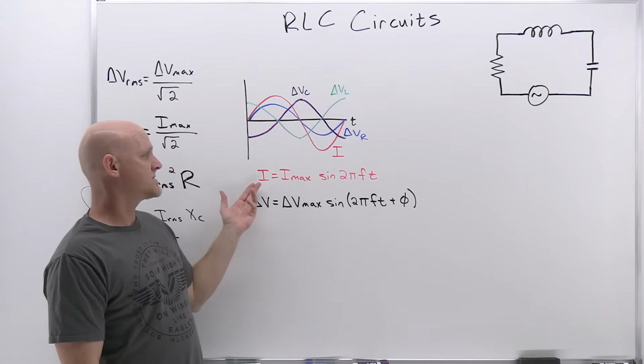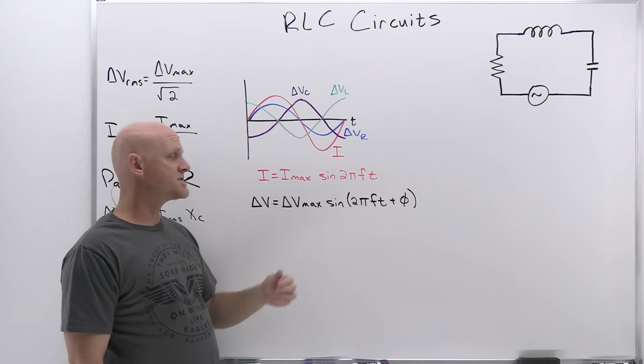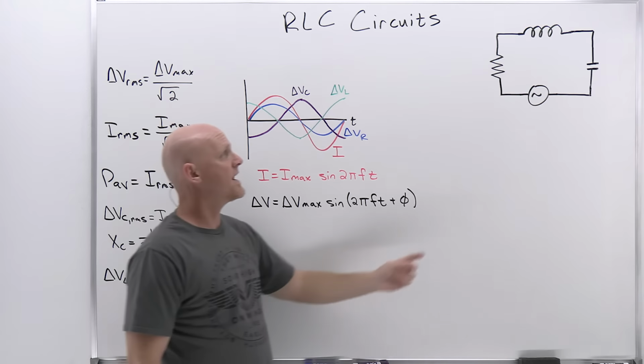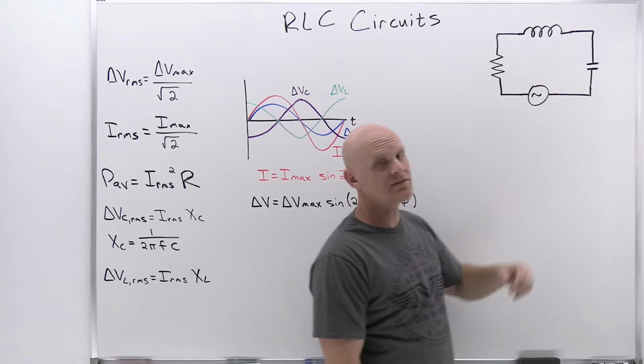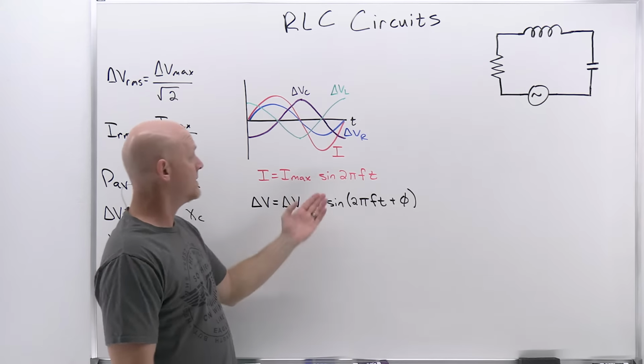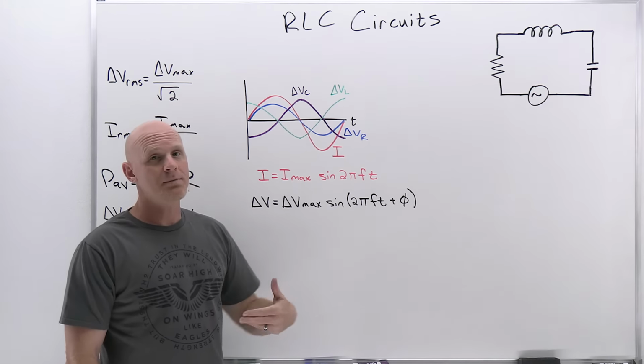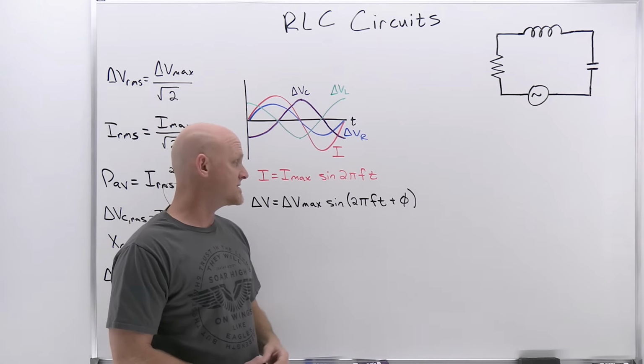Now, it turns out, we got a lovely simple sinusoidal relationship between I and I max. And the current in any one of these components is going to be the same all the time. Now, it is going to vary sinusoidally, but it will be the same in every component at any given point in time.